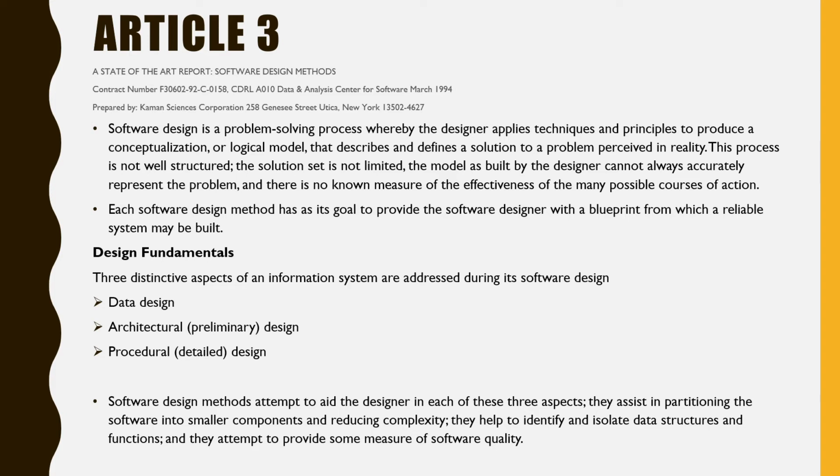Three distinctive aspects of an information system are addressed during its software design, which are data design, architectural design, which is preliminary design, and procedural design, which is detailed design. Software design methods attempt to aid the designer in each of these three aspects. They assist in partitioning the software into smaller components and reducing complexity. They help to identify and isolate data structures and functions. And last, they attempt to provide some measure of software quality.